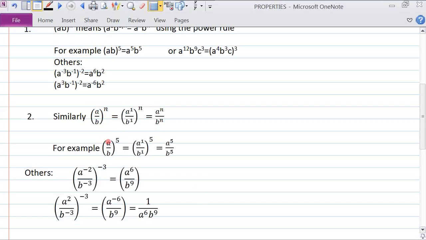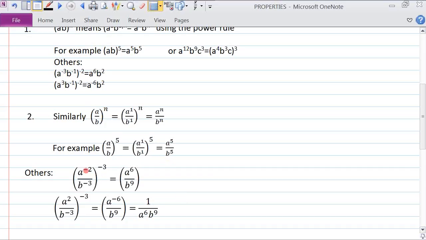So if I wrote a over b to the 5th power, there's a 1 here, 1 times 5. As I said, this is 1 and this is 1 here. That's implied. Multiply 1 times 5, I get a to the 5th. I multiply the 1 times the 5 here, I get b to the 5th. So this expression and this expression are equivalent.